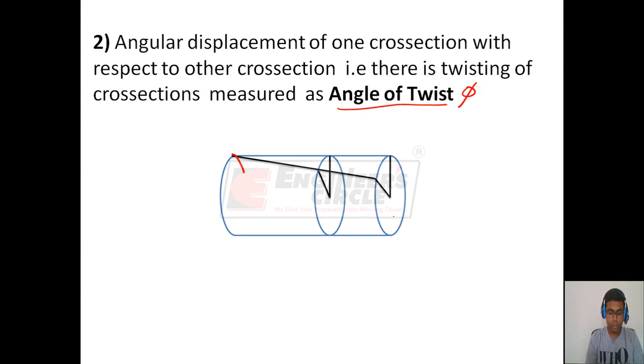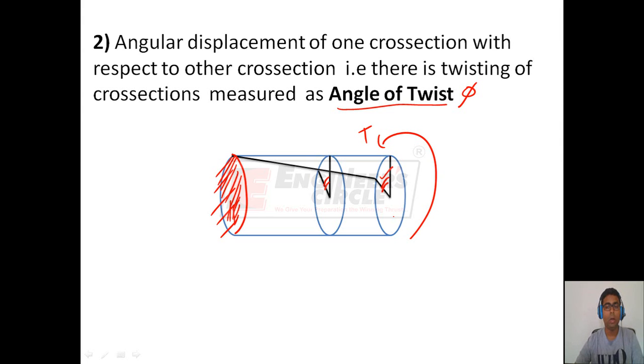Consider this shaft. Suppose this cross section is a fixed cross section. When a twisting moment T is applied like this, then all the cross sections will rotate by some angle. For example, this cross section has rotated by this angle, and this cross section has rotated by this angle. But this fixed cross section will not rotate. So if you consider the radial line on the fixed cross section, then after the application of twisting moment T, this line which was initially in this direction will not rotate and will remain in this direction.